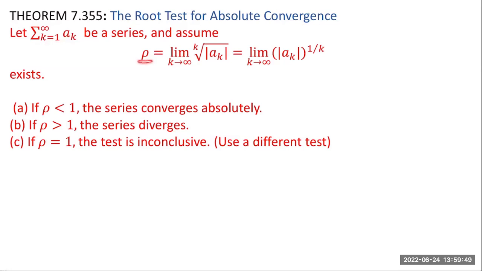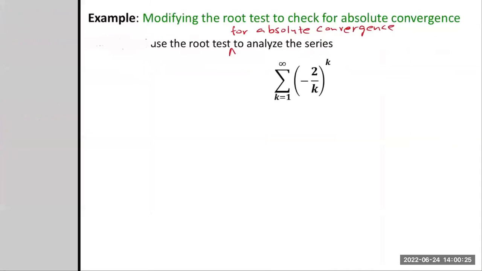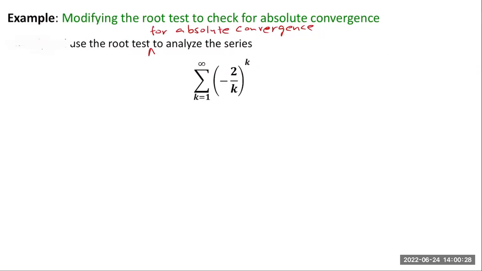And we assume that rho is equal to the limit of this sequence, the kth root of the absolute value of a_k, or in a different notation, the limit as k goes to infinity of |a_k| to the power 1 over k. We assume that this quantity exists and it is rho. Then here are the conclusions. If rho is less than 1, the series converges absolutely. If rho is bigger than 1, then the series diverges. And if rho is 1, then the test is inconclusive.